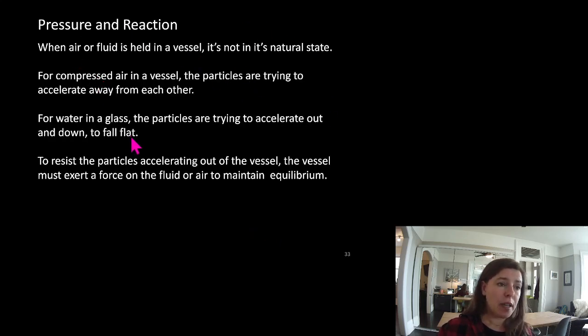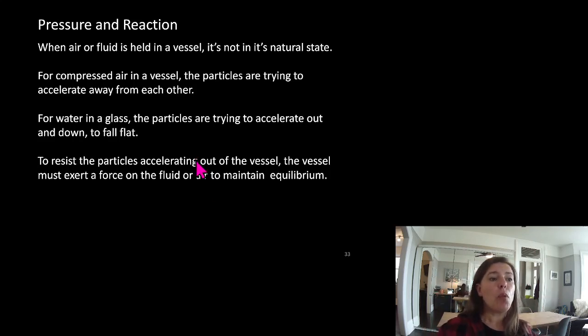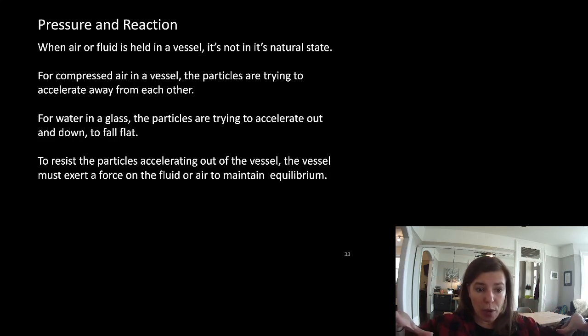Pressure and reaction. When air or a fluid is held in a vessel, it's not in its natural state. That gas wants to get out. It's trying to push out. The more you compress it, the more it tries to push out. For water in a glass, the particles are trying to accelerate out and also downward because gravity is exerting a force on it. So that's why it's trying to push out at the bottom more than it's trying to push out at the top. Similar to our soil trying to get into the void in our basement.